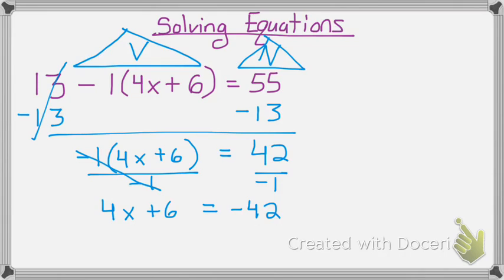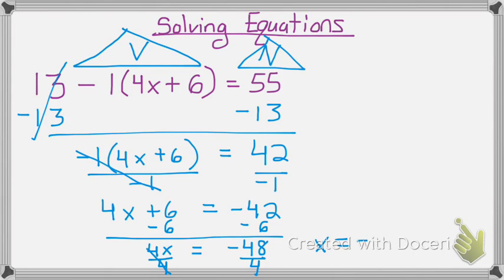Okay. And then the next thing that will leave the variable house is the 6. Since I'm adding, I'll subtract when I undo it. And so then I have 4x equal to negative 48. And of course, to get x by itself, since the 4 is multiplied to it, I'll have to undo that by dividing. So I'll divide both sides by 4. And then I'll have negative 48 divided by 4, which gives me negative 12. So then x will equal negative 12.